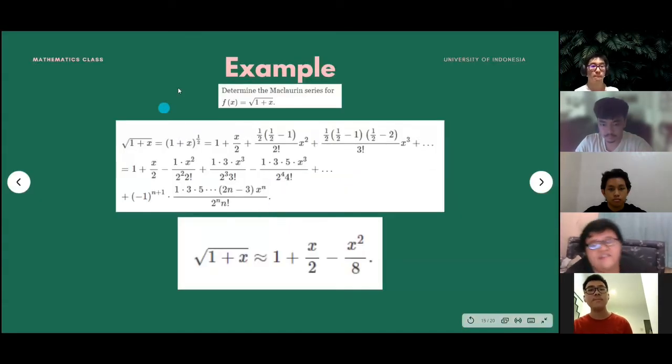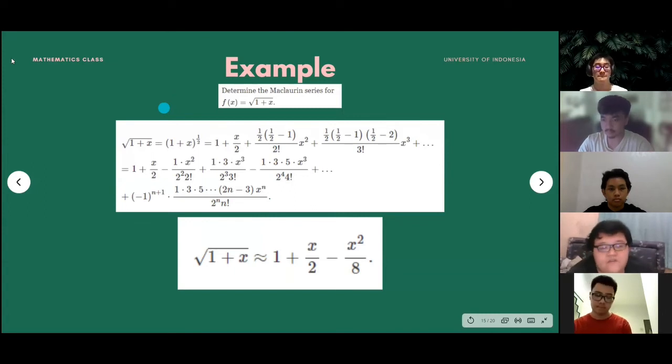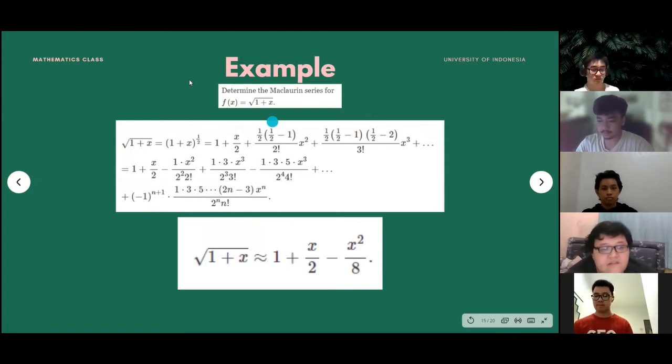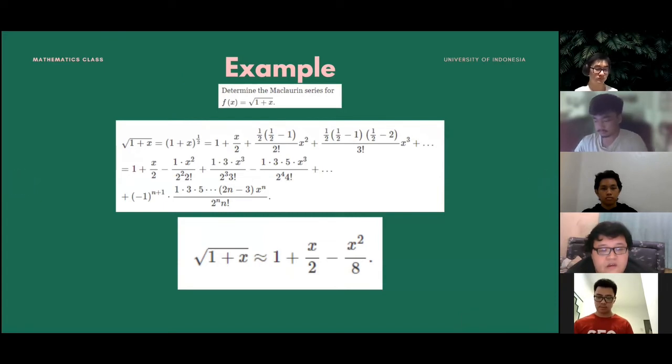So here is an example of how to do a problem with the Maclaurin series. Here we need to determine the Maclaurin series for the function f(x) equals root of 1 plus x. Here is how you solve the problem: you need to use the Taylor series, but instead of x minus a, you use 0.